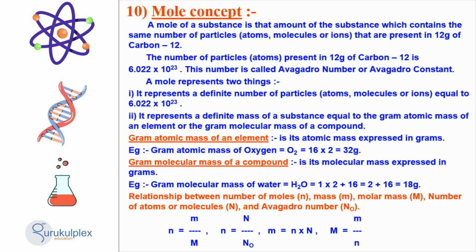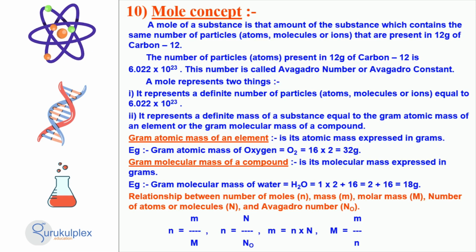The number of moles, n, can be expressed in relation to the mass, m, molar mass, M, number of atoms or molecules, N, and Avogadro number, N_0. This can be represented as n equals m divided by M, or N divided by N_0. Understanding moles and their relationship to other units of measurement is important in understanding the chemical reaction and laws of chemical combination.